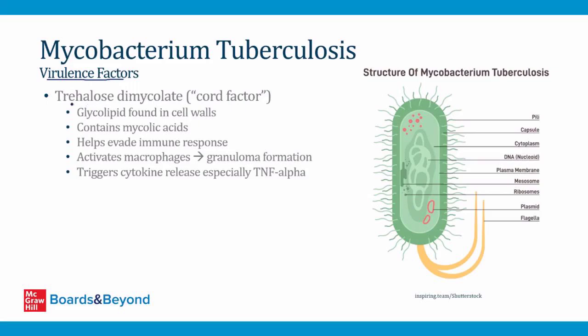The first one is called trehalose dimycolate. It's also known as cord factor. This is a very abundant glycolipid that's found in the cell walls of tuberculosis. It contains sugar molecules called trehalose, but also mycolic acids, and that's why it's called trehalose dimycolate. And this does a number of things.